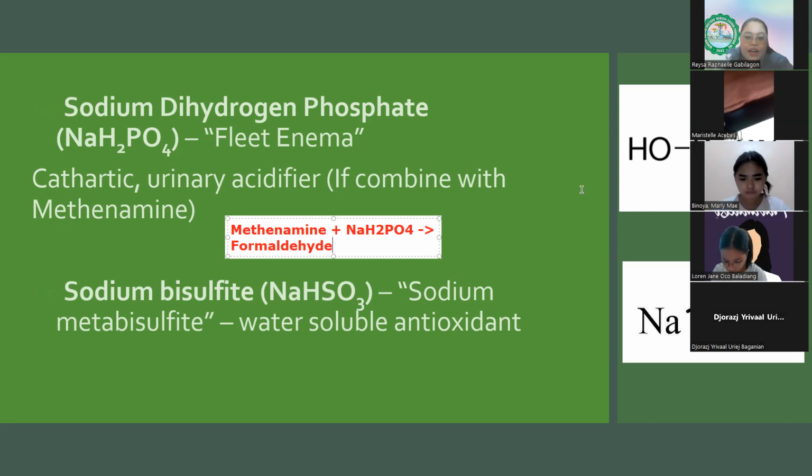Okay? So again, formaldehyde yung talagang antibacterial natin. Magiging formaldehyde lang yan kasi siya pag ang pH is 5.5. So remember, 5.5 na pH class is acidic. So that's the work of the sodium dihydrogen phosphate. It's a urinary acidifier. Okay?